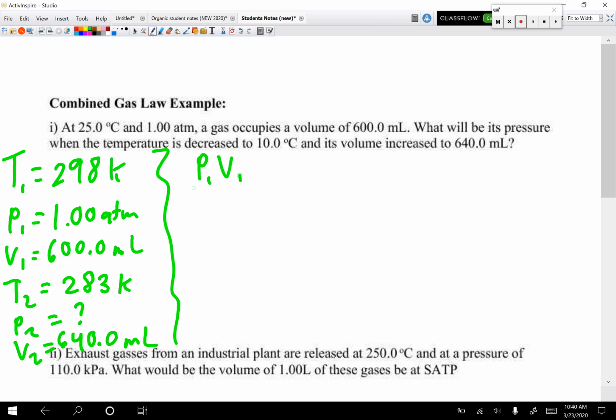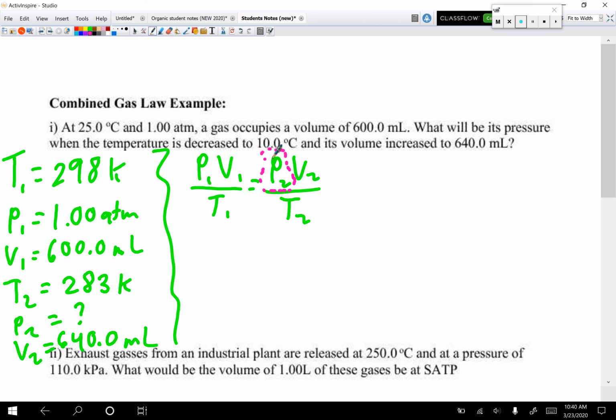P1 V1 over T1 is equal to P2 V2 all over T2. Now, just like before, just because we have more variables in here, how we actually solve, the algebra steps that we use, we're still going to use the order of opposites, or the operation of opposites, whichever it was called. So that means we just have to scan really quick, highlight the thing that we are trying to solve for. In this case right here, we want to isolate for P2.